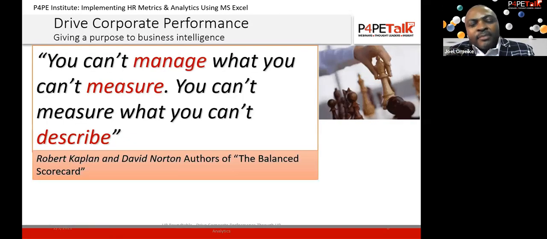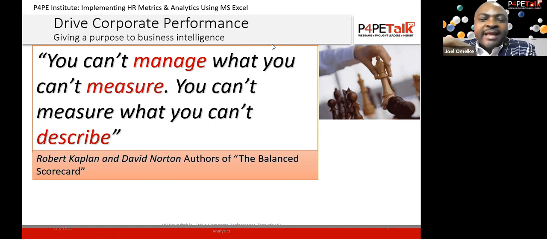Robert Kaplan wrote a book. Maybe you're familiar with that book. The book is called The Balanced Scorecard. He has gone on to write other books thereafter. But in The Balanced Scorecard, him and his co-author, David Norton, they said that you cannot manage it if you cannot measure it. You cannot manage what you cannot measure. Whatever it is you cannot measure, you cannot manage. You cannot measure what you cannot describe.